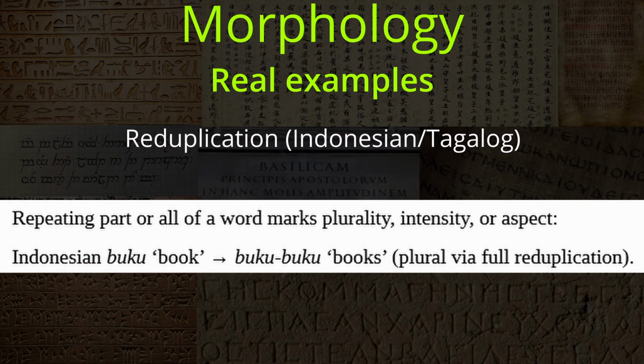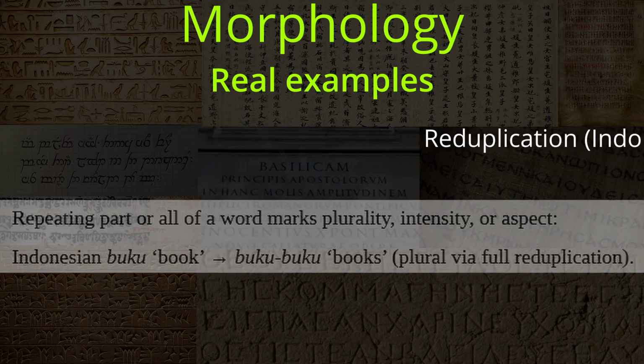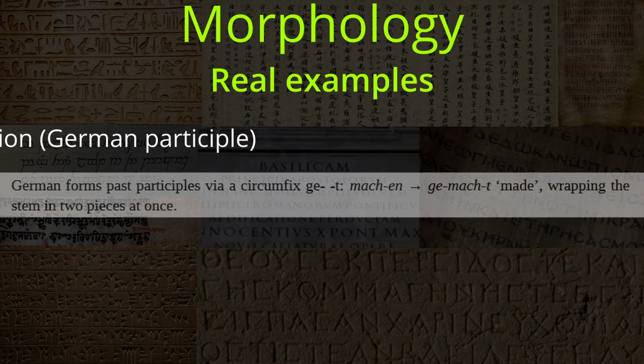And then we have reduplication, for example in Indonesian or Tagalog. Here, repeating part or all of a word marks plurality, intensity, or even aspect. For example, in Indonesian, buku means book, and buku-buku means books, so plural via full reduplication.